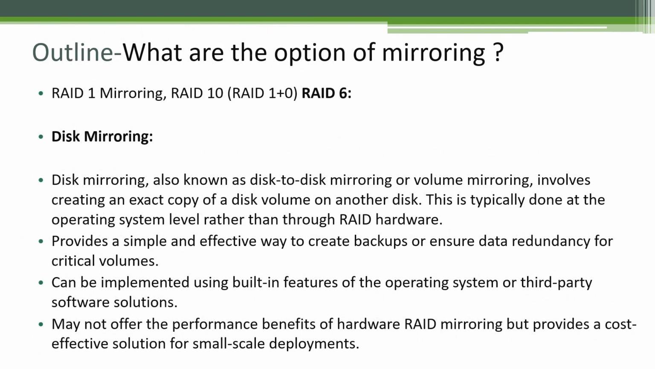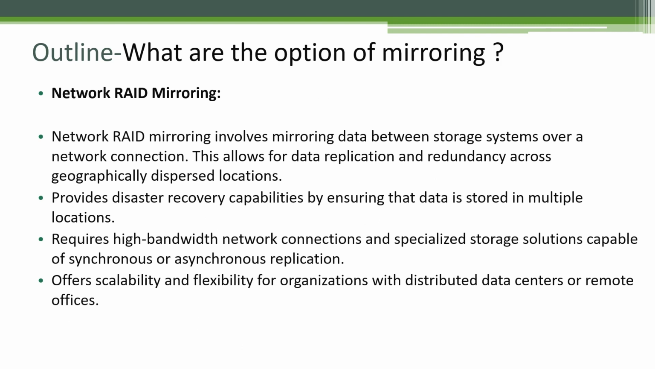Disk mirroring. Disk mirroring, also known as disk-to-disk mirroring or volume mirroring, involves creating an exact copy of a disk volume on another disk. This is typically done at the operating system level rather than through RAID hardware. Provides a simple and effective way to create backups or ensure data redundancy for critical volumes. Can be implemented using built-in features of the operating system or third-party software solutions. May not offer the performance benefits of hardware RAID mirroring but provides a cost-effective solution for small-scale deployments.